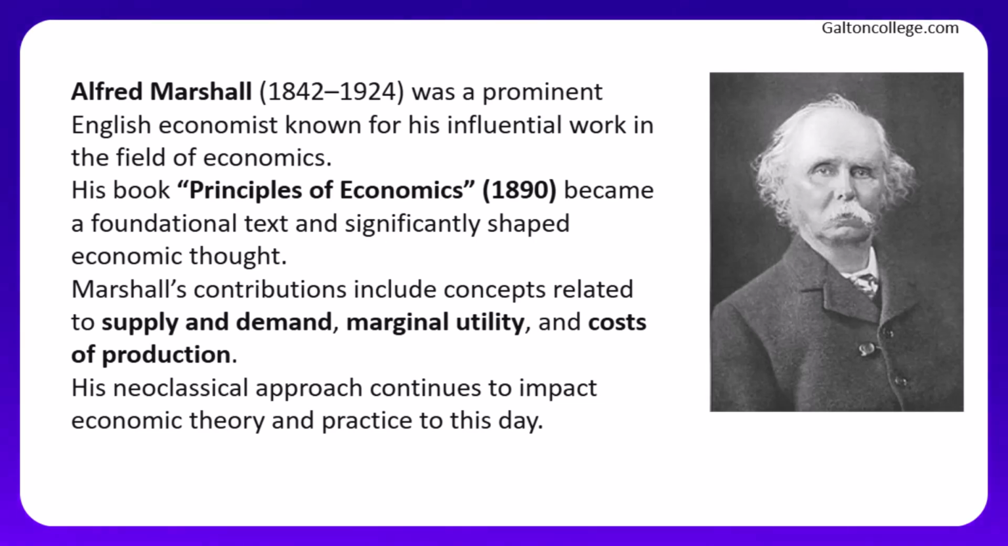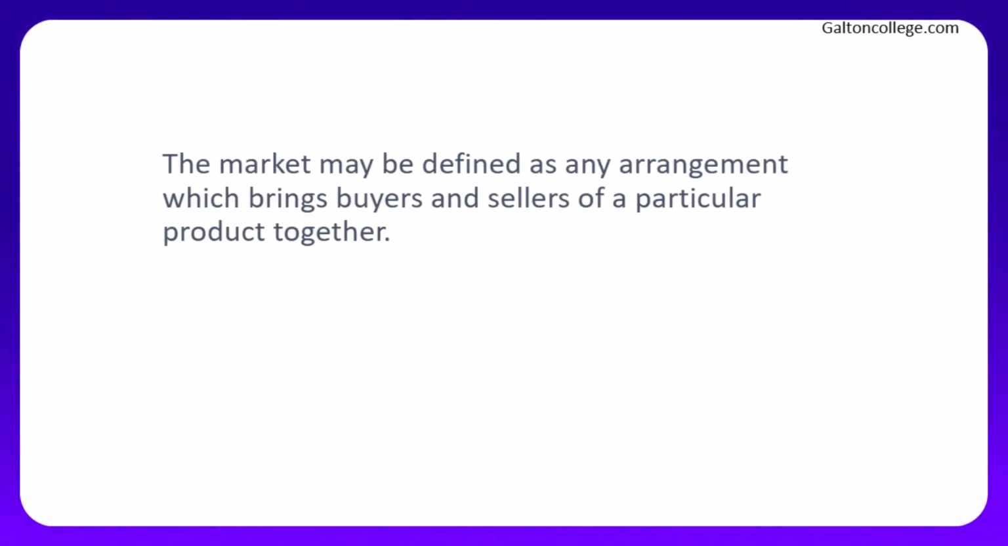So let's deal with Marshallian economics. Now, the market may be defined as any arrangement which brings buyers and sellers of a particular product together. So it's just an arrangement whereby buyers and sellers meet and trade. They exchange goods, they exchange money, they reciprocate in some way. They receive the good and they reciprocate to do something else. They contract to do something else. So the market is any arrangement which brings buyers and sellers of a particular product together. That's all a market is.